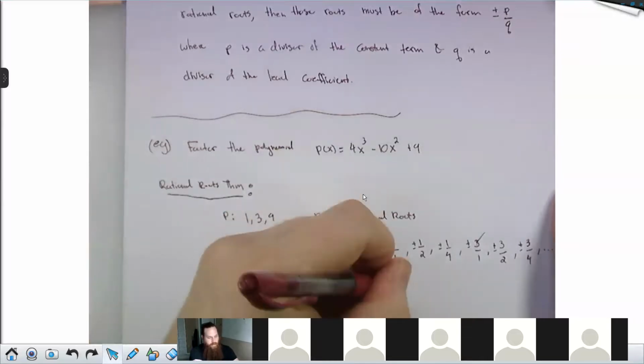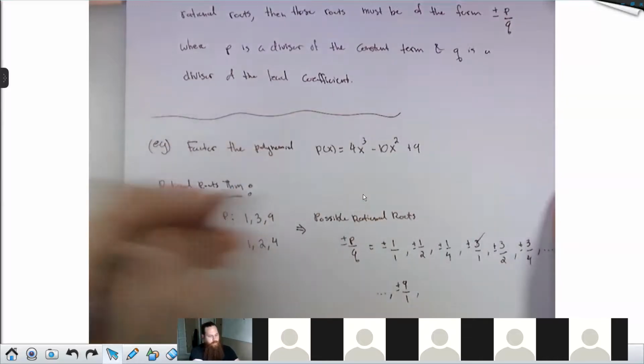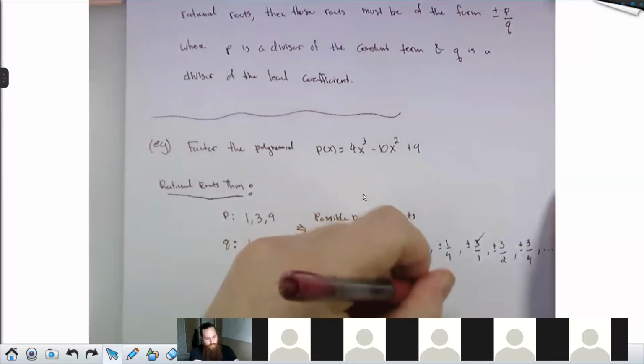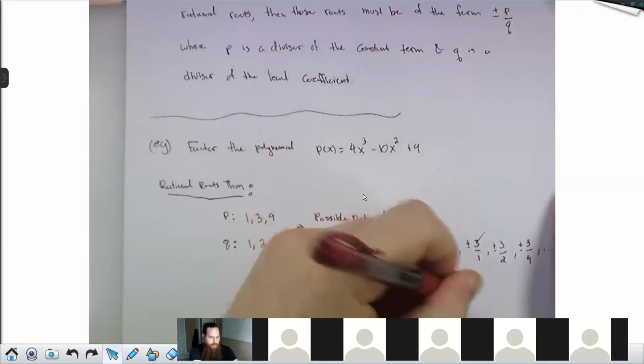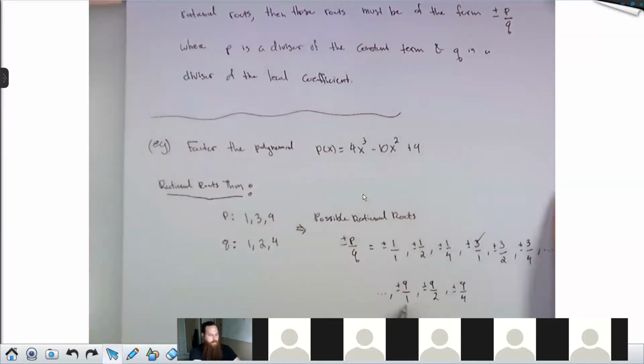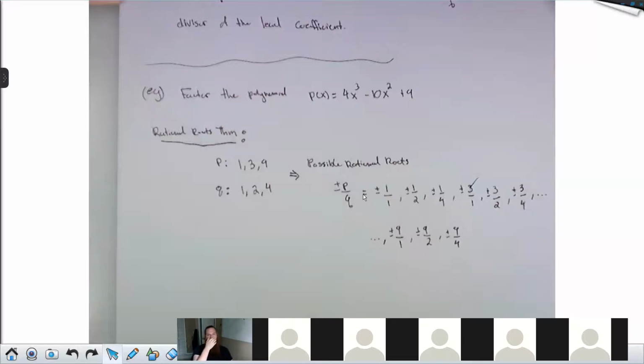So that's plus or minus 9 over 1, plus or minus 9 over 2, plus or minus 9 over 4. So I've got 1, 2, 3, 4, 5, 6, 7, 8, 9 different things that I would have to check using synthetic division. This is what I mean when I say the theorem can be kind of hard to use. The theorem generates a large list, and now you have to go in and check each one.